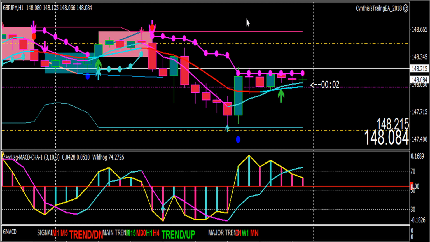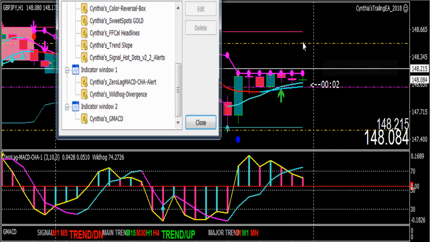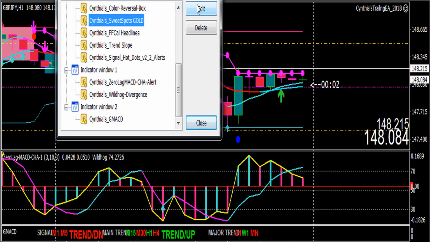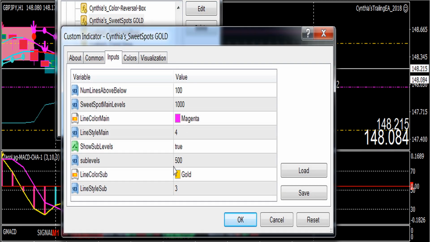I do want to mention that in the advanced templates, I have 3 templates and they're all different because they're all based on the sweet spot, the key level indicator. I'm in a 1 hour template, so the key level indicator, I'll right mouse click and show it to you. This is the sweet spots gold and it's set for 50 pips. The sub levels are 50 pips. The sub level color is gold, so every 50 pips you're going to have a gold line, but every 100 pips you're going to have the magenta line, which is your major key level. So I would not change these.